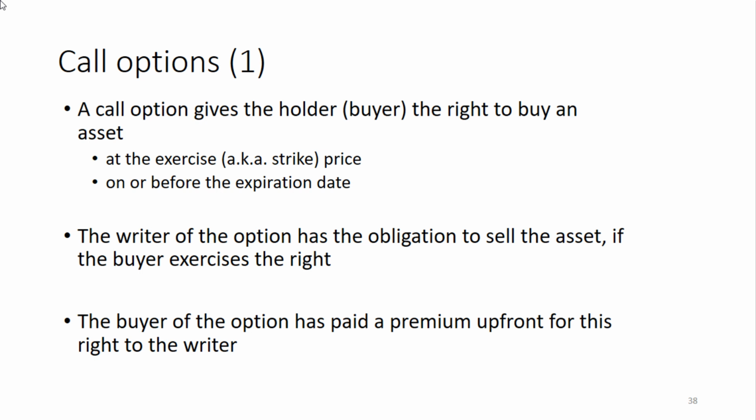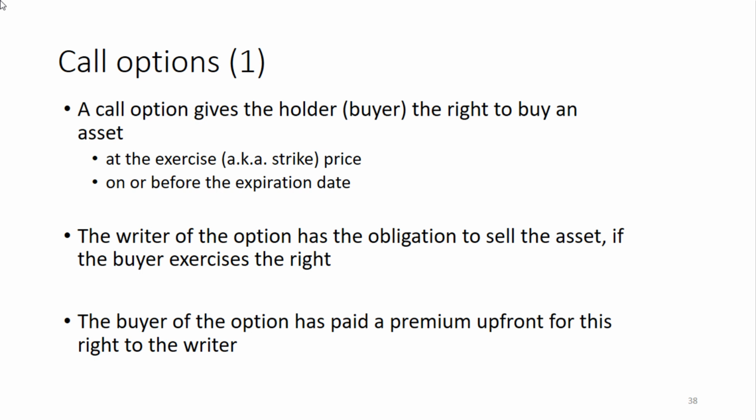Well, because one party has the right and the other party has the obligation, so a right means, well, I will do it if it's attractive to me, but I will not do it if it's not attractive to me. It means that the buyer of the option seems to be in a favorable position compared to the seller of the option, who has an obligation.